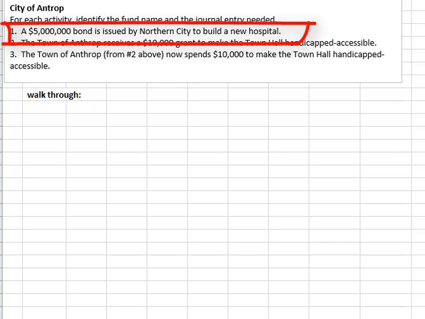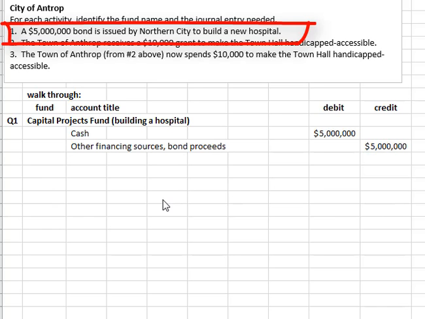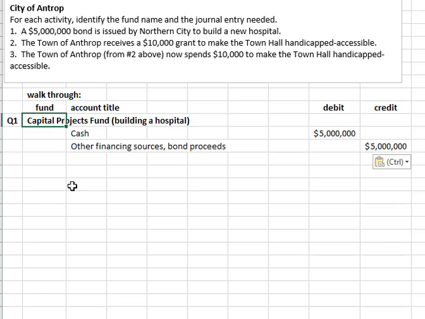So that's going to be a capital project to build a new hospital. So let's record that. So what did we do here? So the first thing we did was indicate that this is going to be recorded. The activity is going to impact the capital projects fund. We're going to build a hospital. And we're going to get $5 million in cash, and the credit is going to go to other financing sources. So that is the credit. It will be in the capital projects fund. So it's sort of debit to cash and credit to fund balance, if you will.